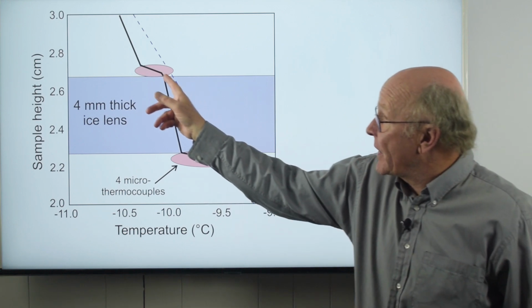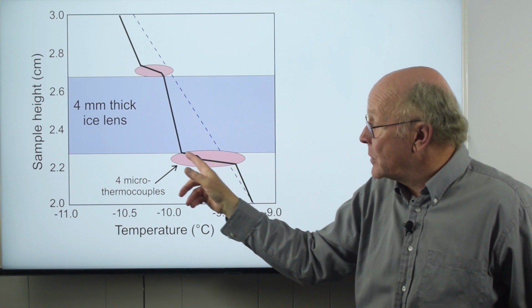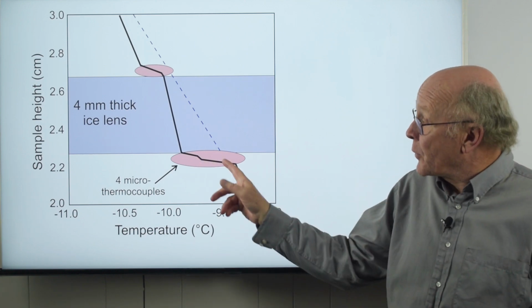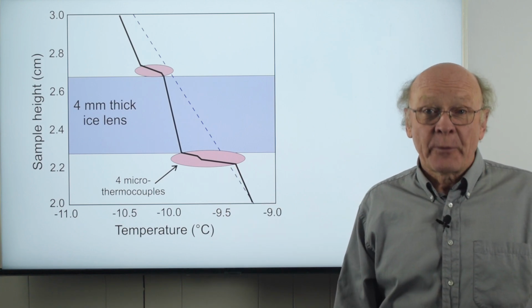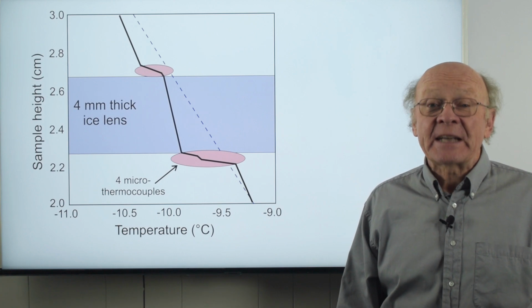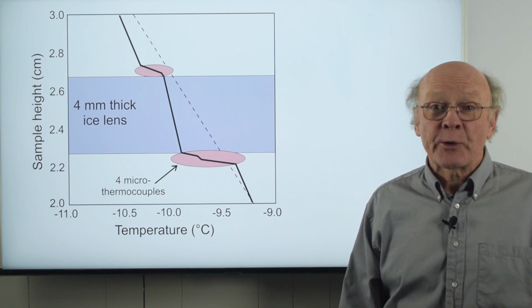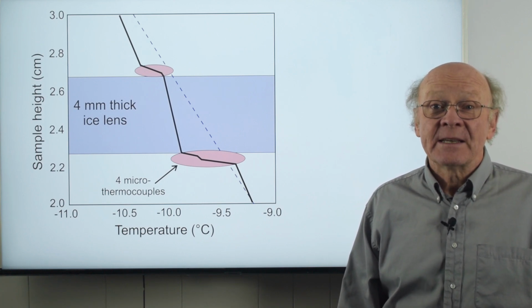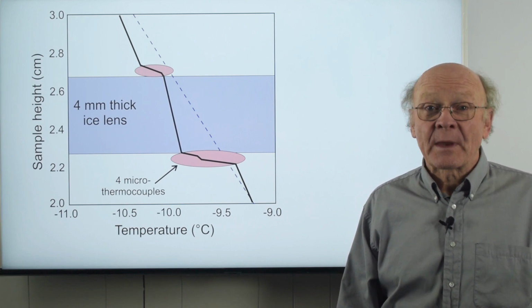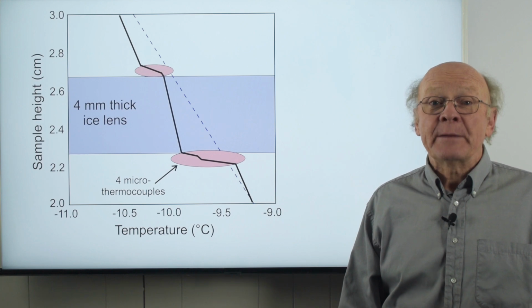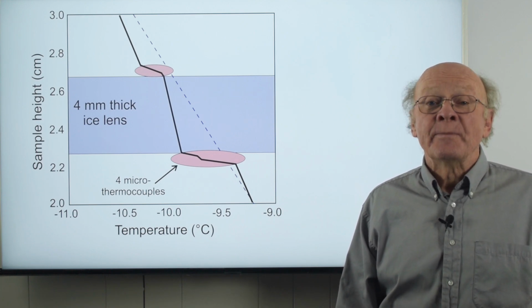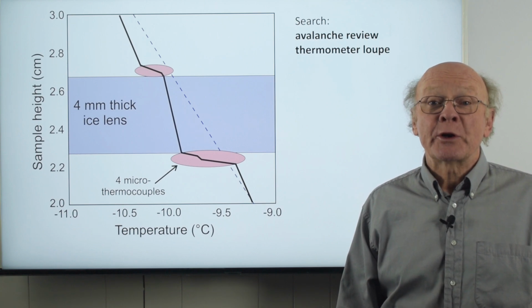Note the large temperature gradients just above and below the ice lens. Just below the lens, there were 4 microthermocouples placed within 0.8 of a millimeter, which is amazing. The large temperature gradients next to the ice lens have been called supergradients. And yes, Hammonds observed facets forming above and below the ice lens. For more on this study and the important implications for measuring temperature gradients in the field, search for avalanche review thermometer loop.